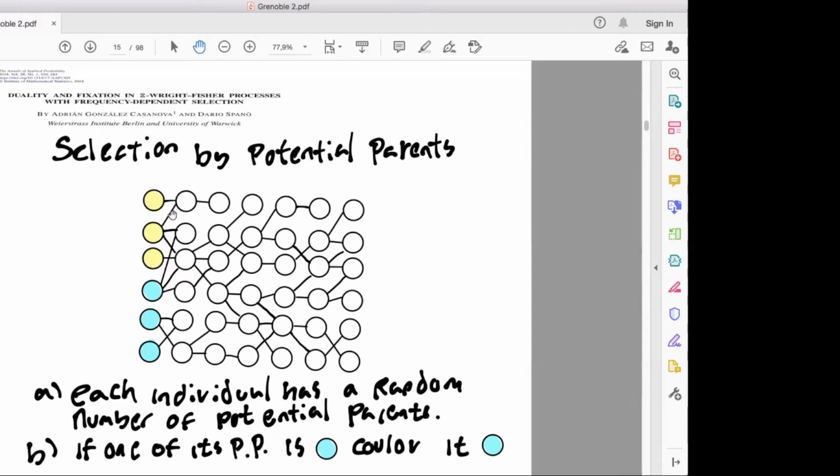So for example, this one chooses 2, this one chooses 3, this one chooses only 1, and there is a random variable that tells you how many observations you have in the past. And then selection is introduced by saying that you choose the best type that you find.